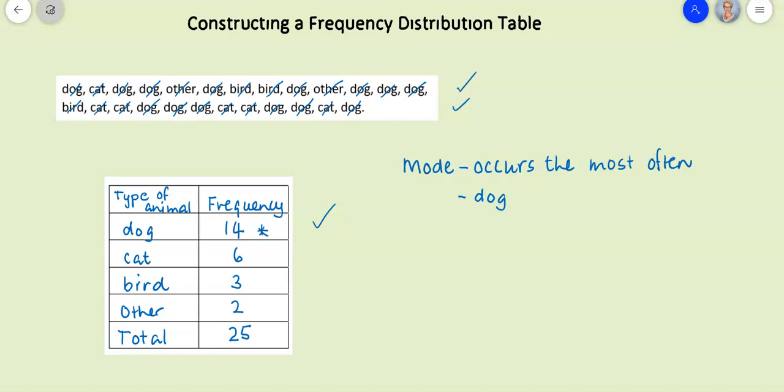That covers constructing a frequency distribution table. Just to recap, we have 2 columns. The left-hand column for the data, to outline the data that you are looking at. The second column to outline the frequency. One thing I'd like to say is don't get confused and say here that the mode is 14. The mode is not 14. The mode is the dog, which is the data value that has a frequency of 14. 14 is the frequency, not the mode.